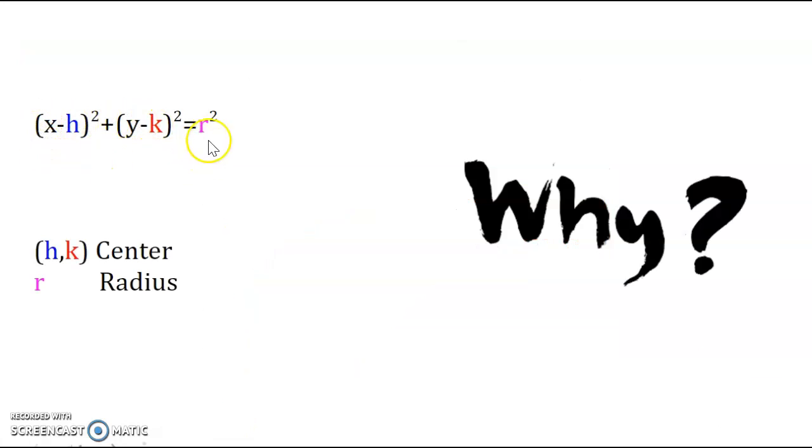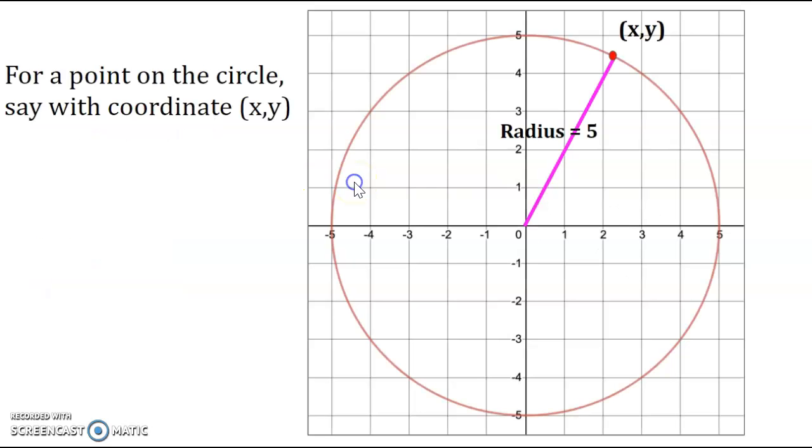Next up, we are told that this is the standard form of a circle equation, where h and k is the center and r is the radius. Why is that so? We can't just accept it as it is. We want to know why, because that's going to help us develop more mathematical analytical thinking. So consider a point (x, y). It's a point on the circle. It can be any point on the circle.